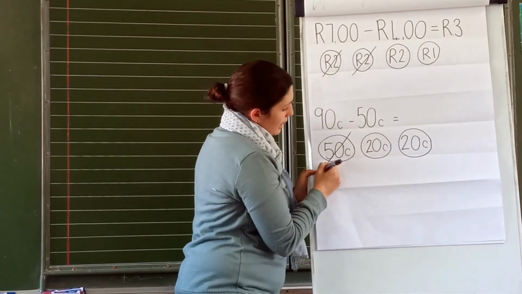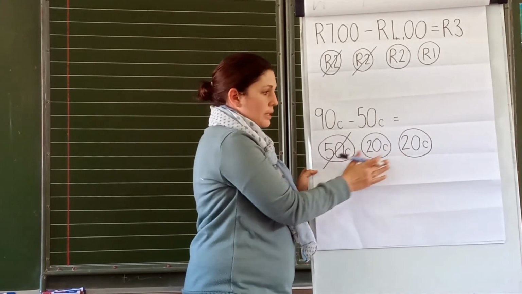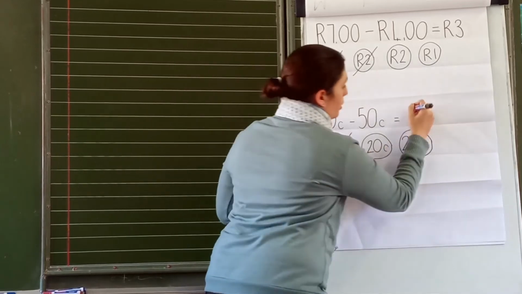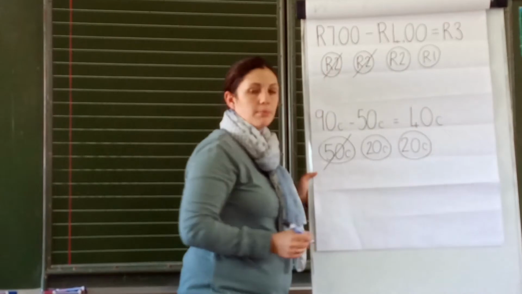And now it's super easy because I've already got it sitting here. So I cross it out, and I'm now left with 20 and a 20. And you know that 20 and 20 is 40, and we are working with cents, so you put your little cent sign behind there.